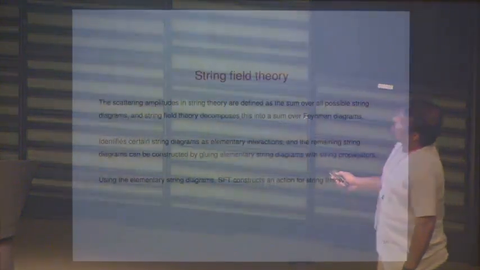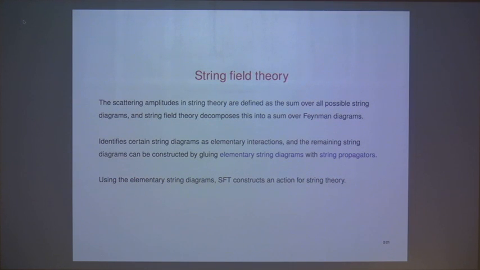So we know that the scattering amplitudes in string theory are defined as a sum over all possible string diagrams, and string field theory decomposes this into a sum over Feynman diagrams. String field theory does this by identifying certain string diagrams as elementary interactions, and the remaining string diagrams can be constructed by gluing these elementary string diagrams with string propagators. And using these elementary string diagrams, string field theory constructs an action for string theory.